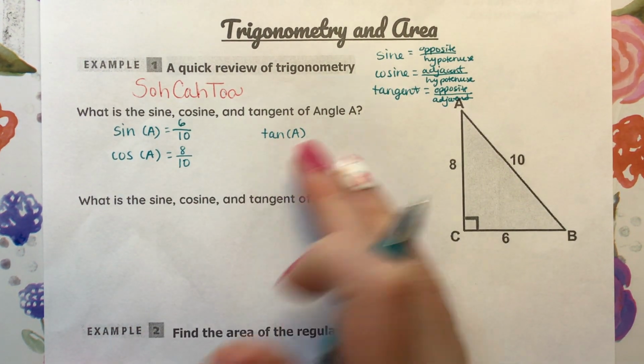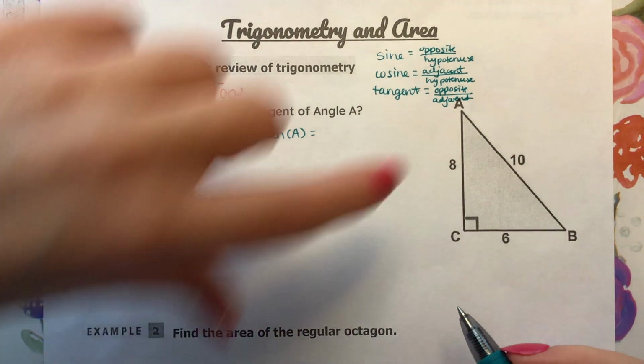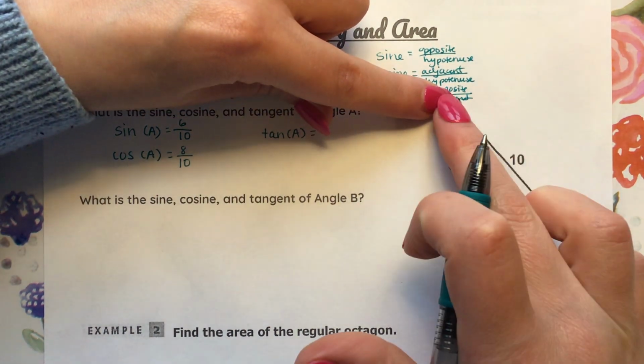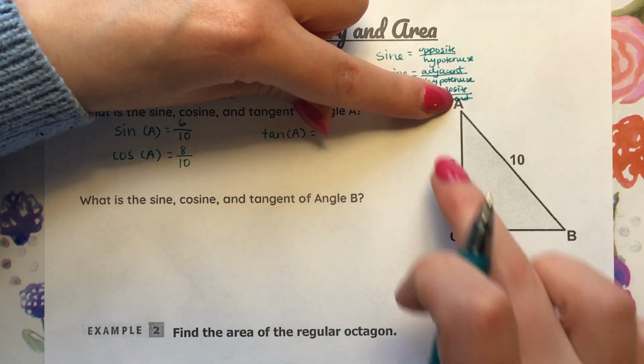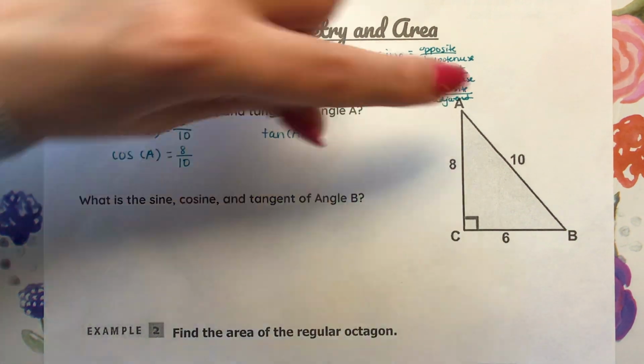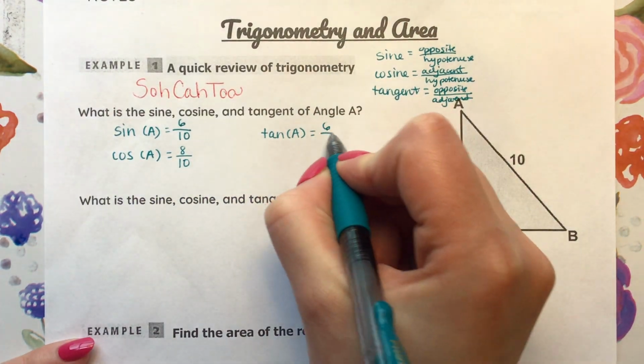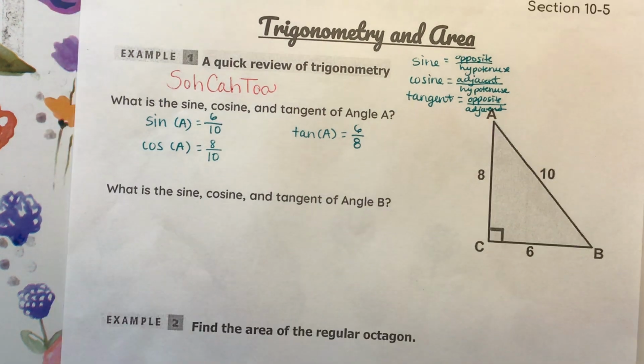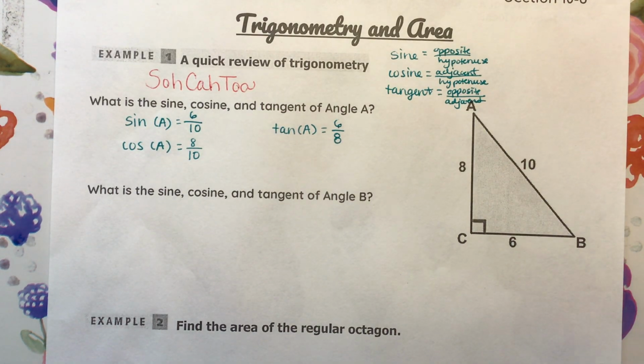And then finally, tangent is equal to opposite over adjacent. So here's my angle A. Opposite side from A is the 6. The adjacent side to A is 8. So we have 6 over 8 for that one. And we're just leaving it like that.